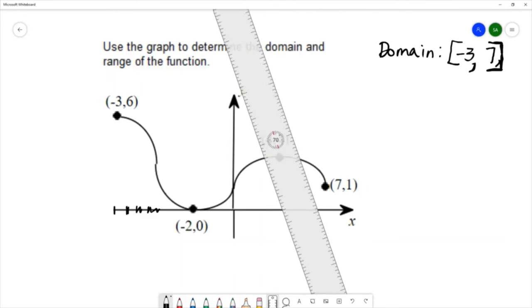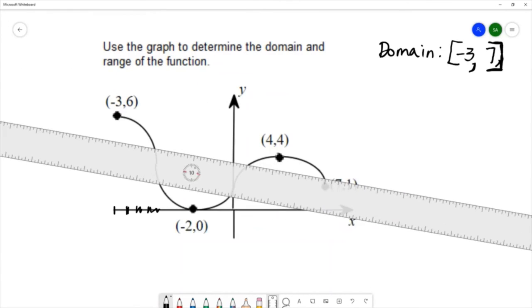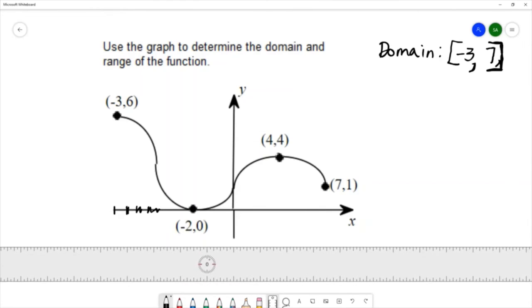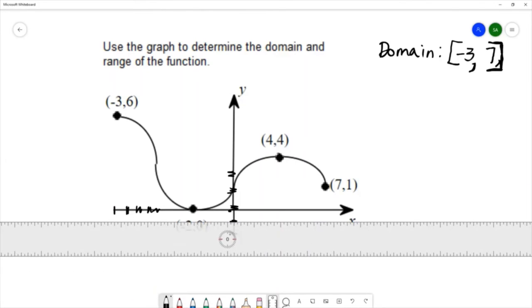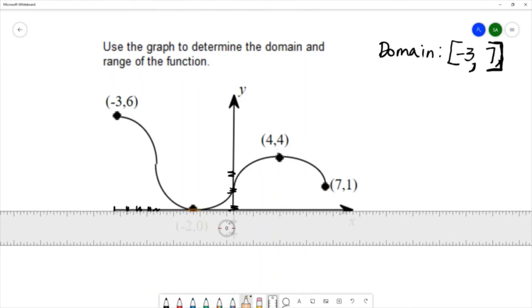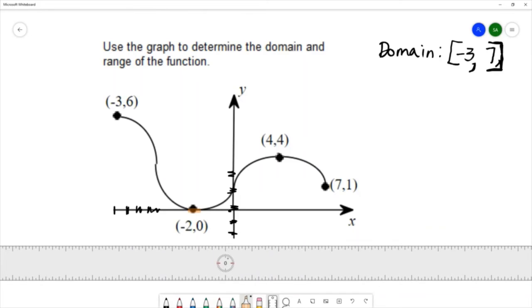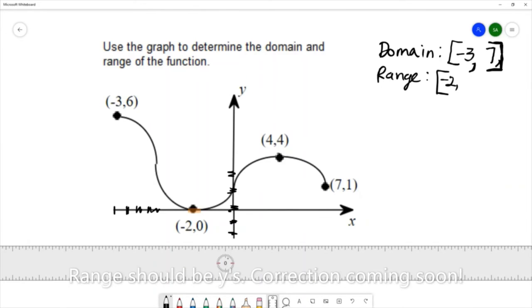Then we're going to take our ruler and switch it to horizontal to find the range. And now as I go from bottom to top, I'm running along the y scale now. And from bottom to top, the first time I hit the graph will be at this value here, which is -2, 0, and range are the y values. So my range will start at -2. That's a filled in dot, so I'll include -2 in the range.